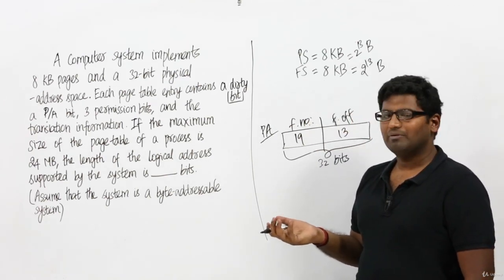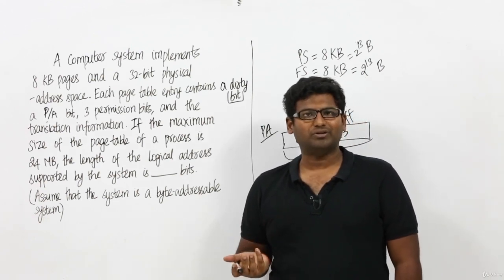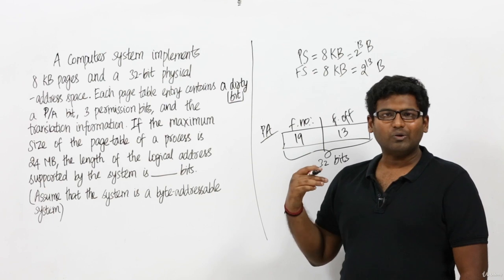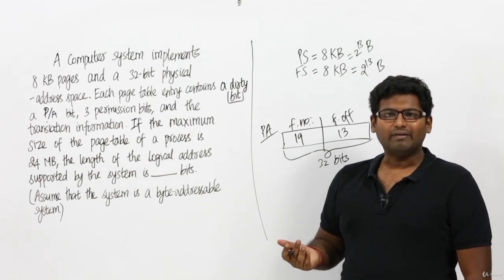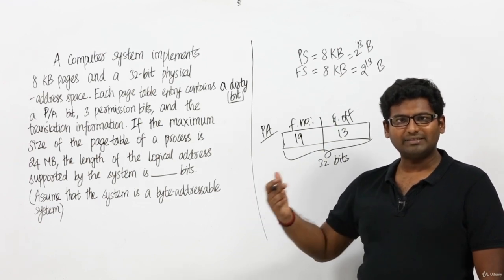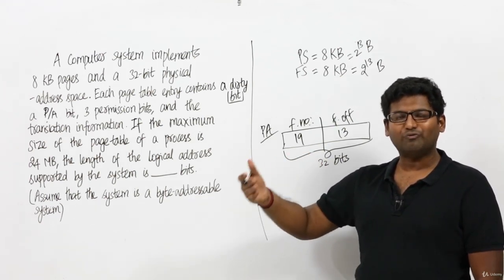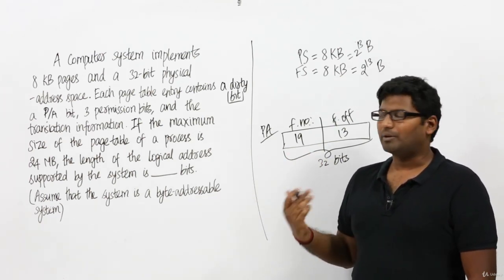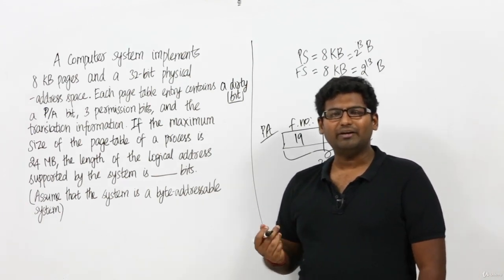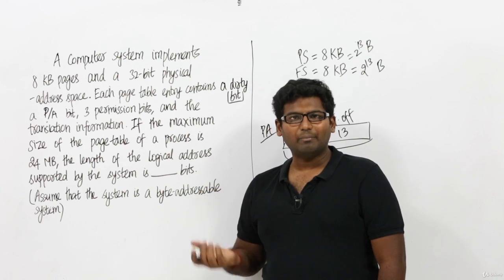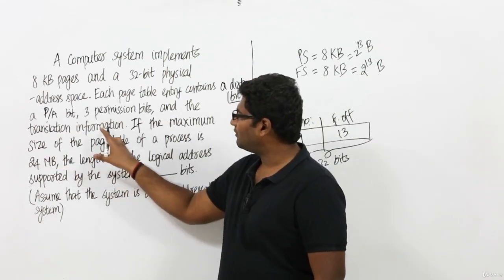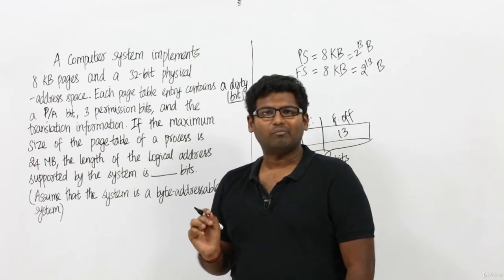What the frame number field is actually doing in the page table entry is helping us translate the logical address into the physical address. The translation is happening from logical address to physical address using the page table entry, and it is done using the frame number field inside the page table entry. That is what they have given. By translation information, they mean the frame number field.